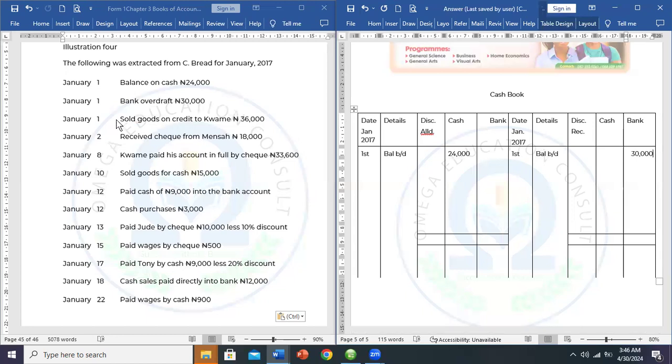January 1st, sold goods on credit to Kwame. Dear professors, are we supposed to record this in the cash book? And if yes, do we debit or credit? If no, why? Sold goods on credit. Who is ready to do this for me?